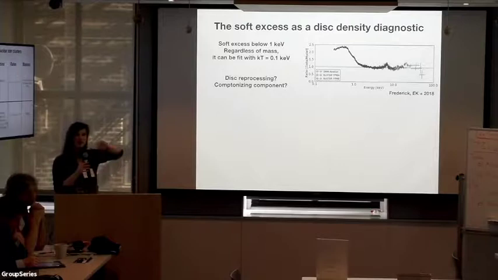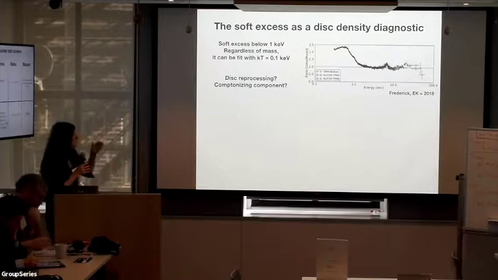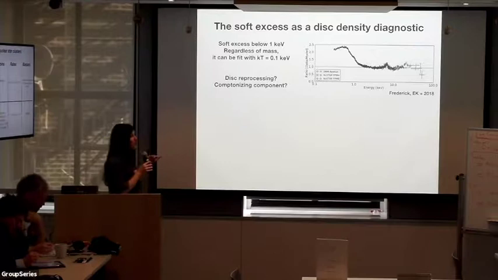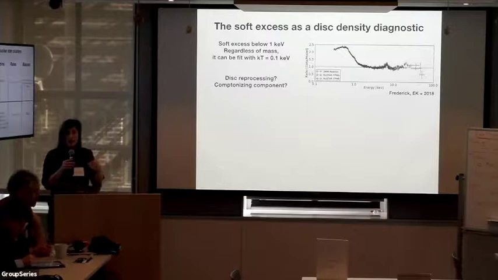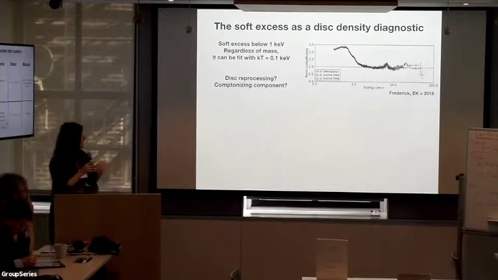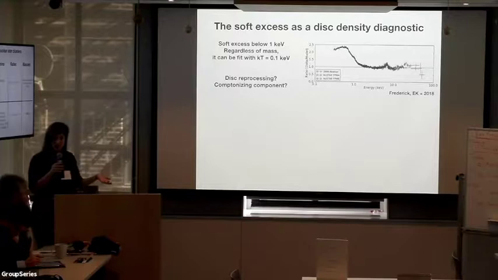And regardless of the mass of the black hole, it can be pretty well described with a thermal component of around 0.1 keV. So it's really too hot to be actually associated with the thermal emission from the accretion disk. And since it doesn't change with the mass of the black hole, it's likely not to be emission from the seed photons from the accretion disk. But there's been a lot of debate in the community as to what is the origin of this soft excess.